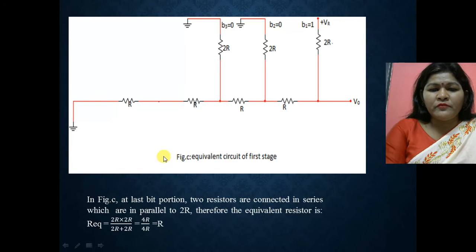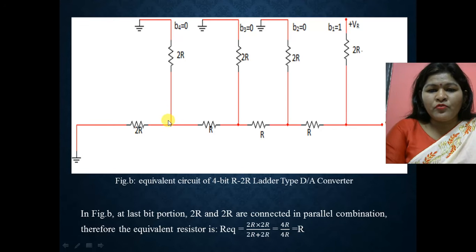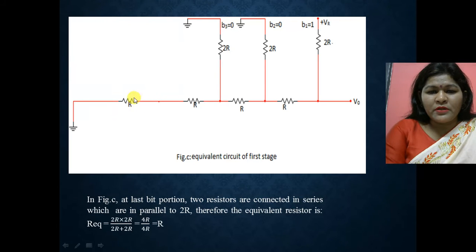Now again we will draw the equivalent circuit of that figure B, and here we consider the resistance R, because we already found this resistance in figure B. Now we can redraw this circuitry, and it becomes like this, as shown in figure C. Here we remove the B4 term, and this equivalent resistance will be R, and the remaining bit is B3. Now here this is R and this is R.